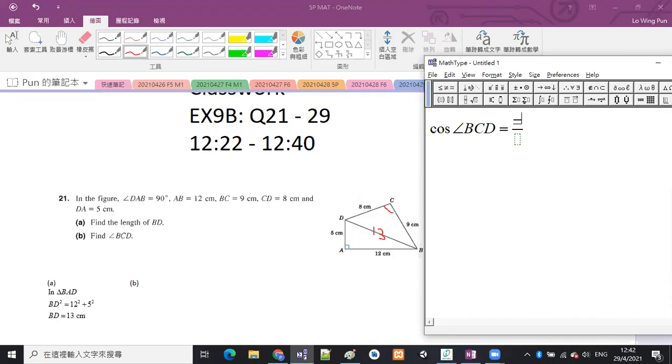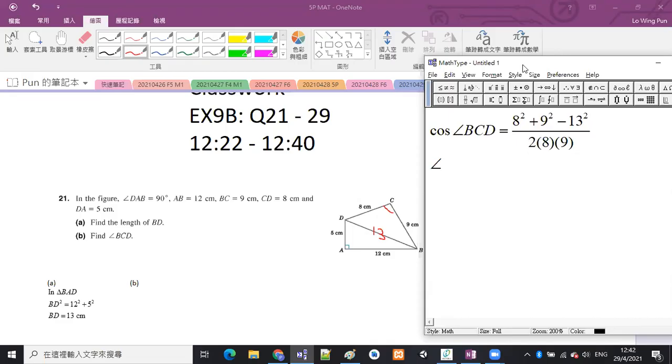This angle is looking at the length 13, so it should be minus 13 square. And then the other two sides will be 8 and 9, so we put 8 square plus 9 square, and then minus 13 square, divided by 2 times 8 times 9.